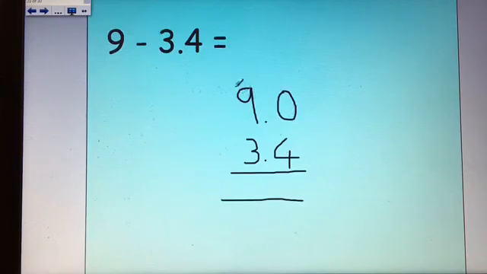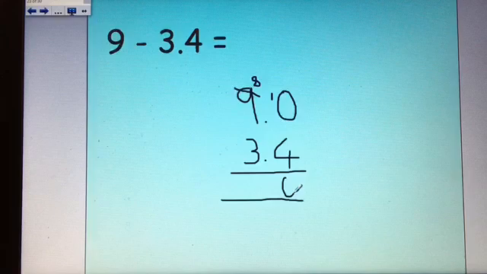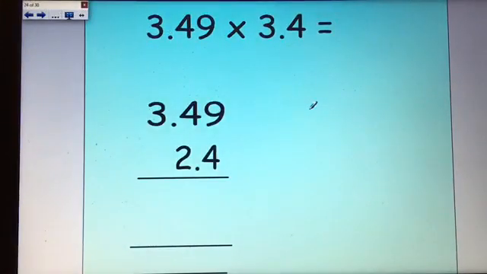0 take away 4 you can't do, so you turn the 9 into an 8. And the 0 goes to a 10. So 10 take away 4 is 6. Don't forget your decimal point, and 8 take away 3 is 5. So it'll be 5.6.